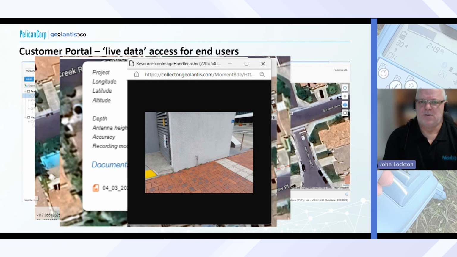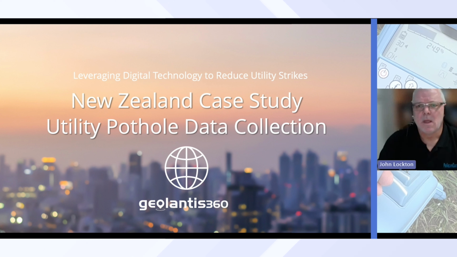So all that information is being provided to Bloodhound's client, their end user, so that they can have access to this data all the time, so that they can be more informed and make better decisions.